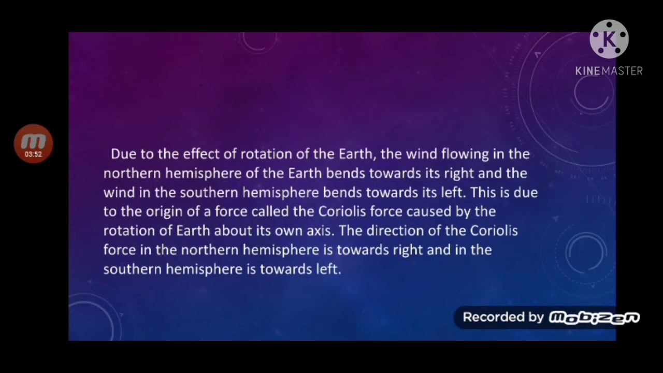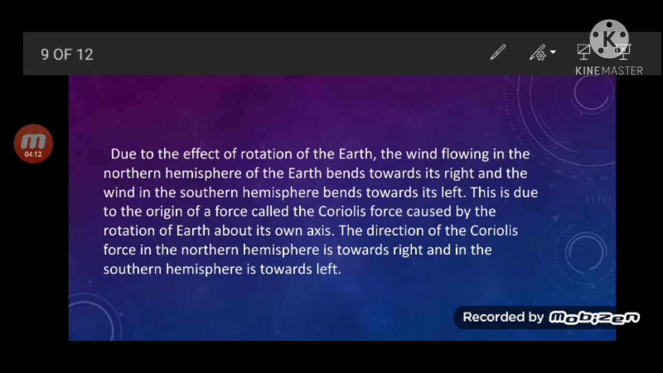Due to the effect of rotation of the earth, the wind flowing in the northern hemisphere of the earth bends towards its right and the wind in the southern hemisphere bends towards its left. This is due to the origin of a force called the Coriolis force caused by the rotation of earth about its own axis. The direction of the Coriolis force in the northern hemisphere is towards right and in the southern hemisphere is towards the left.